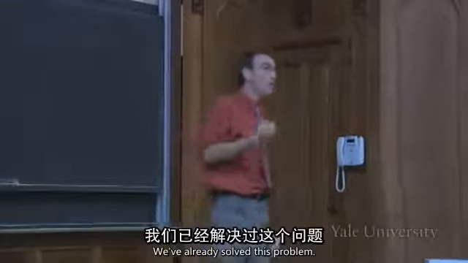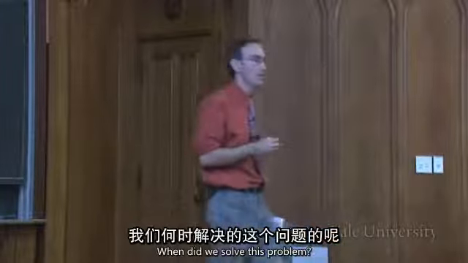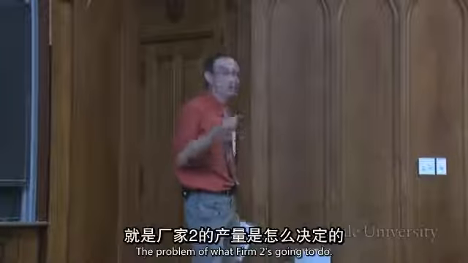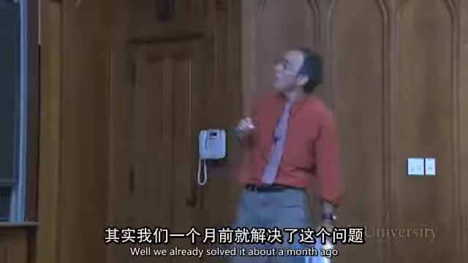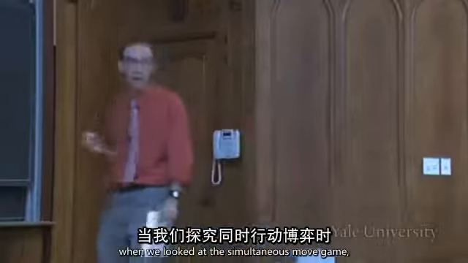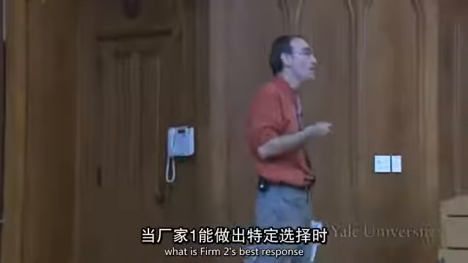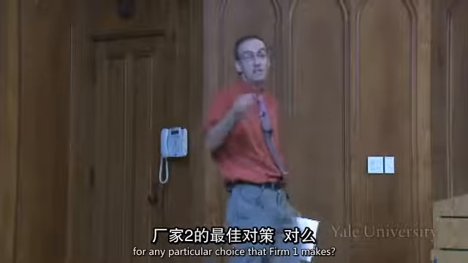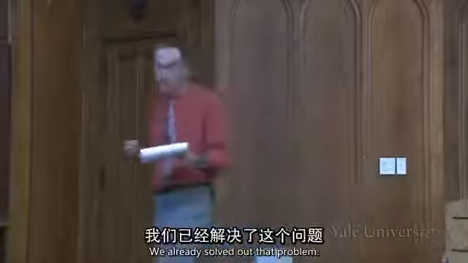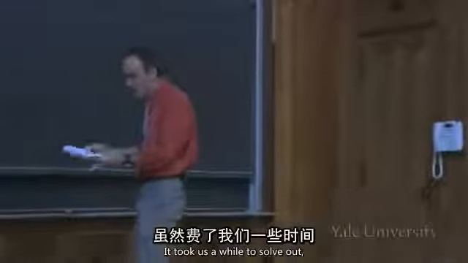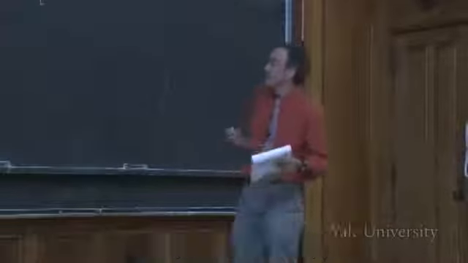So I claim we already know this. We've already solved this problem. When did we solve this problem? Anyone know when we solved the problem of what firm 2 is going to do? Well, we already solved it about a month ago when we looked at the simultaneous move game. Because what we worked out then was firm 2's best response for any particular choice that firm 1 makes. It took us a while to solve out, but basically it was to maximize firm 2's payoff, taking as given firm 1.